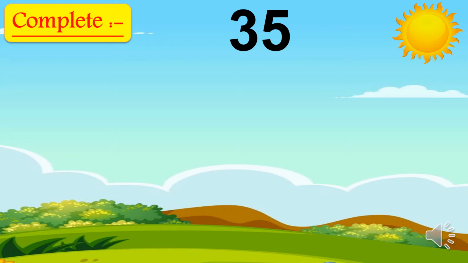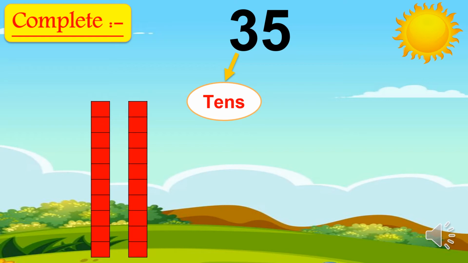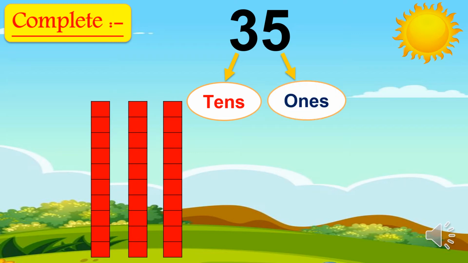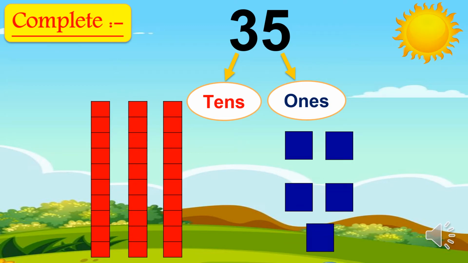Let's complete together. We have here 35. I ask myself, number 3, in which place? In tens. So I have 3 sticks. Okay, 5. 5 in which place? In ones. We said before, we represent ones by small squares. So 5 in ones, we have 5 small squares.